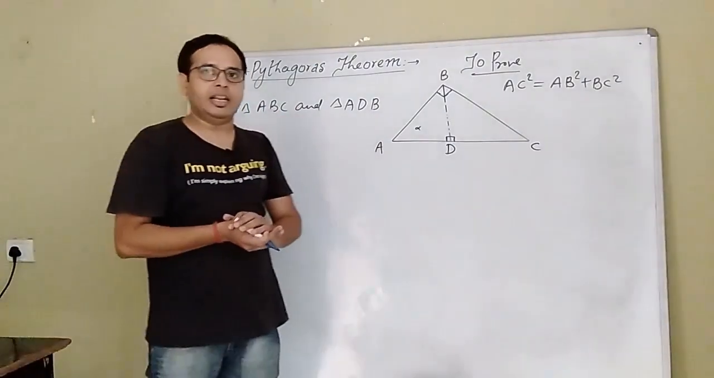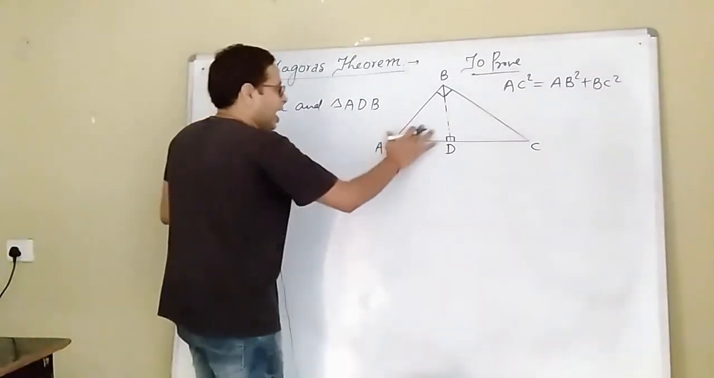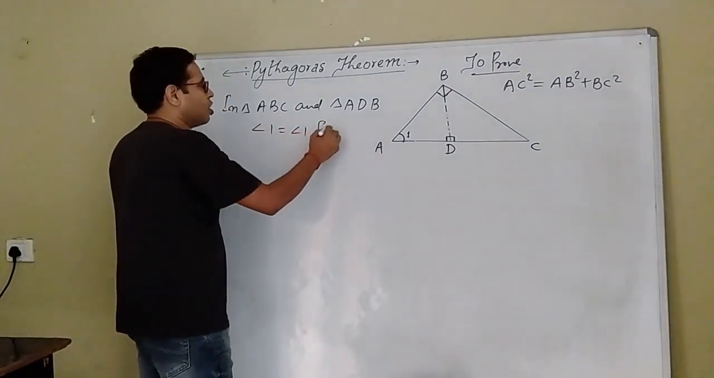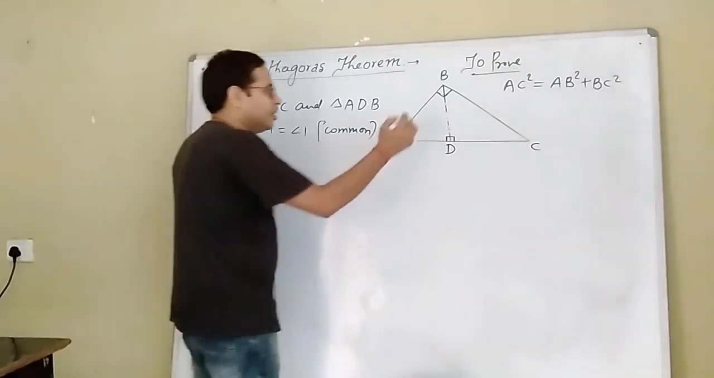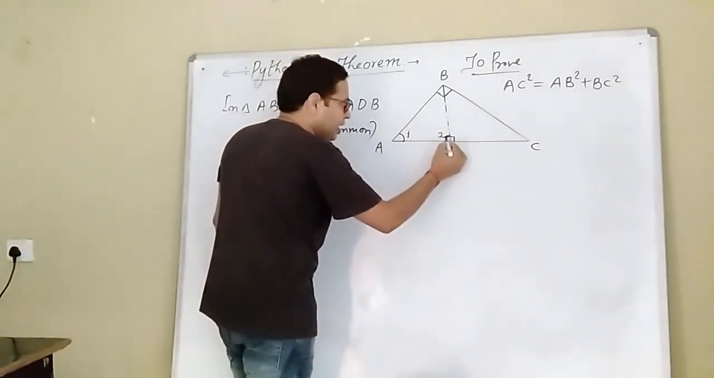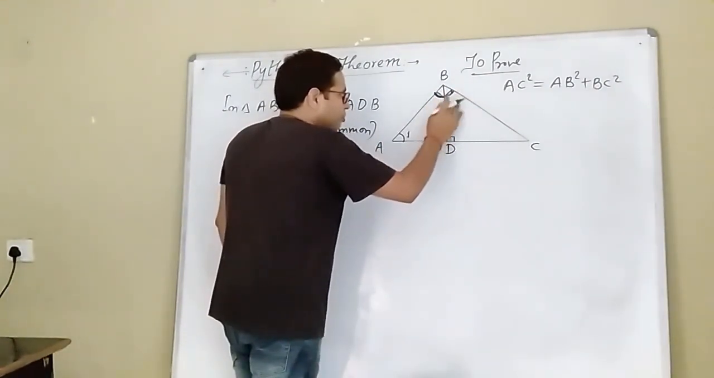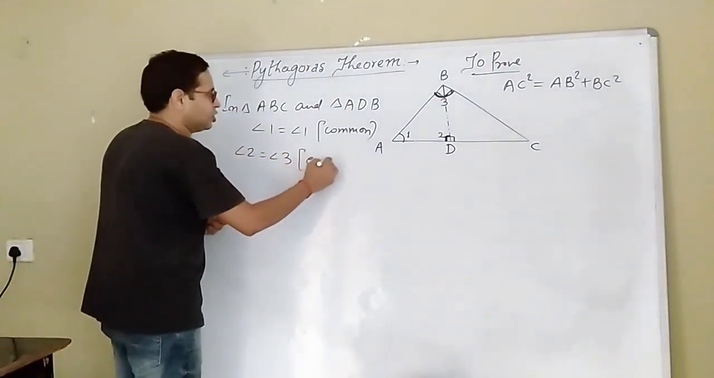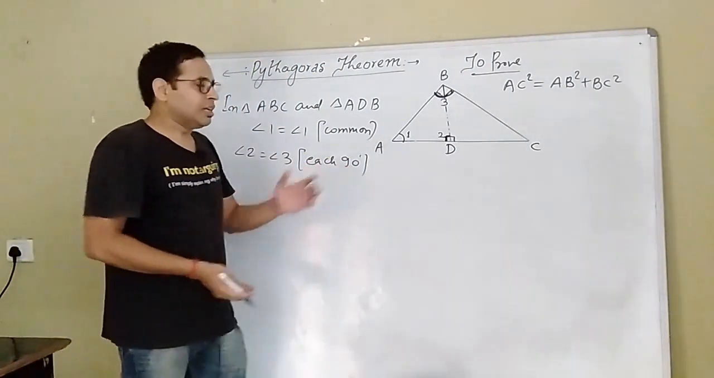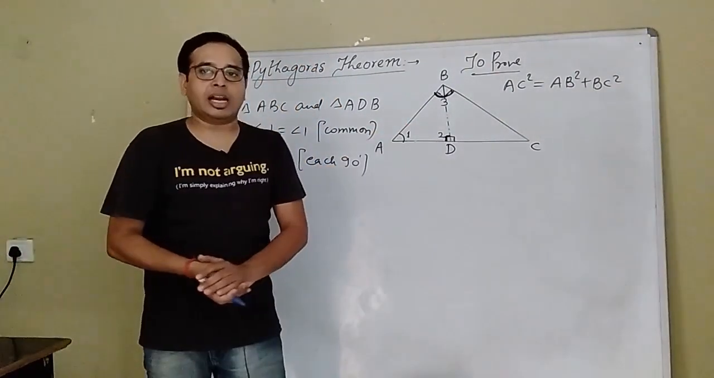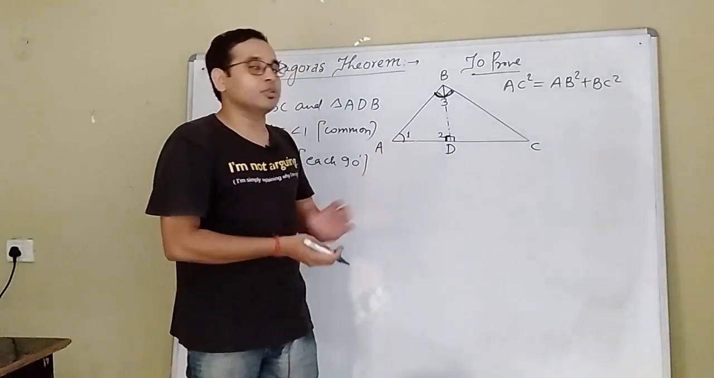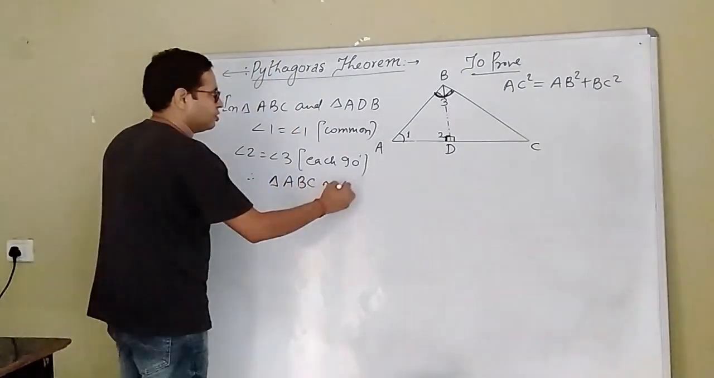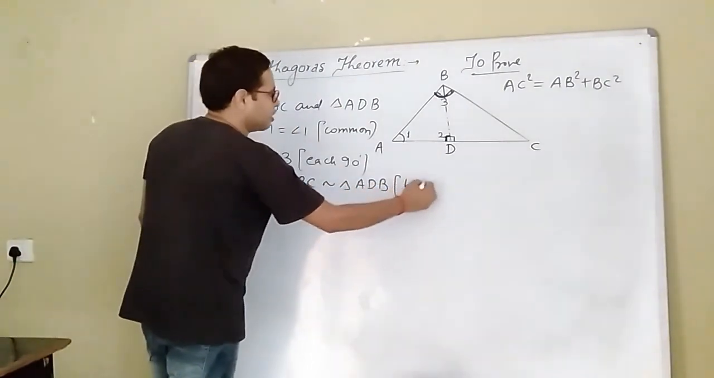Therefore in triangle ABC and triangle ADB we have angle 1 equals angle 1. It is common in both these triangles. Angle 1 equals angle 1 is common, and angle 2, this angle here, and this angle we take as 3. Angle 2 equals angle 3, each 90 degrees. Since two angles of one triangle are equal to two angles of another triangle, therefore the triangles are similar. So we can write triangle ABC is similar to triangle ADB by double A.